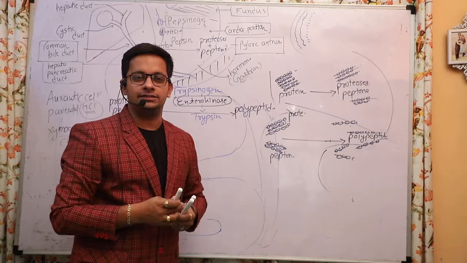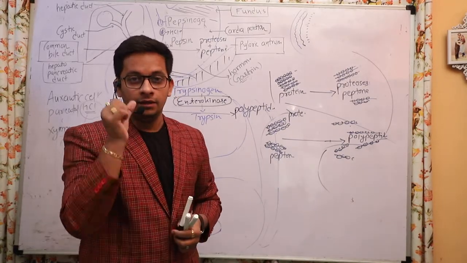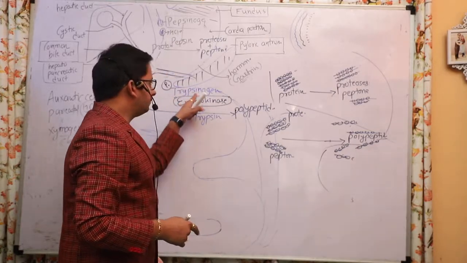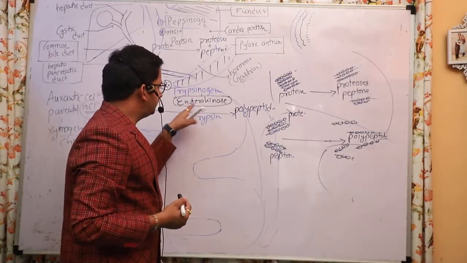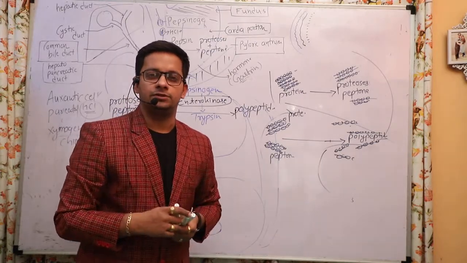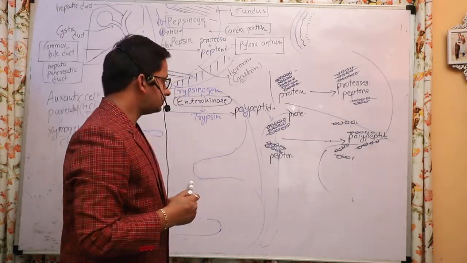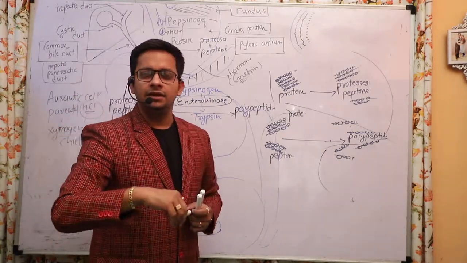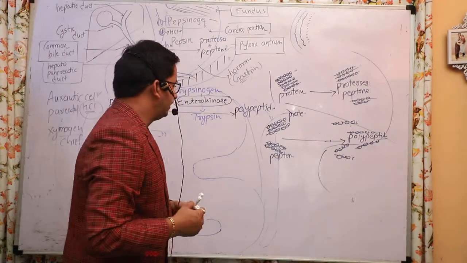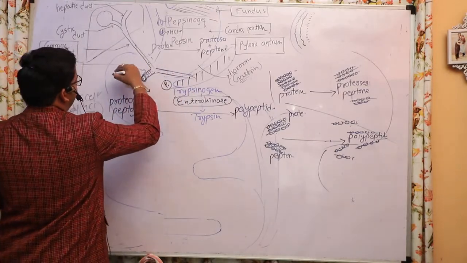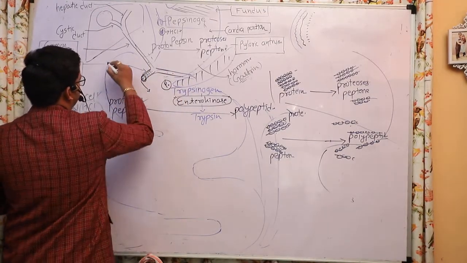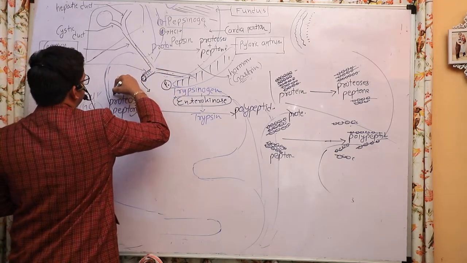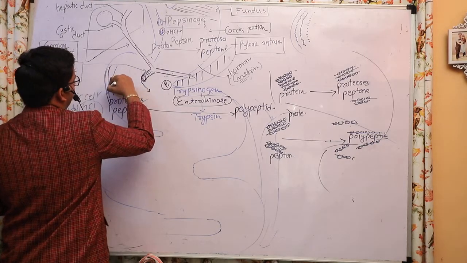Why is it called a coenzyme? What is the meaning of coenzyme? A helper of an enzyme is called a coenzyme. This is the enzyme, trypsinogen. Enterokinase is helping trypsinogen, so it is called a coenzyme. But from where will this enterokinase enter the duodenum? Yes, the submucosa layer of the duodenum. This is the serosa layer, this is the muscular layer, and this is called the submucosa layer.